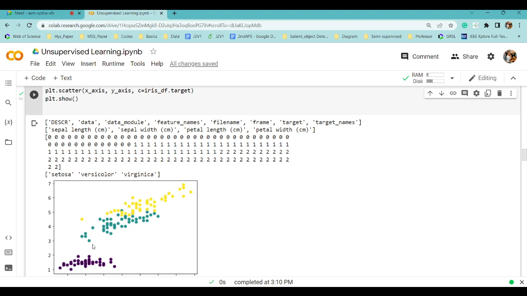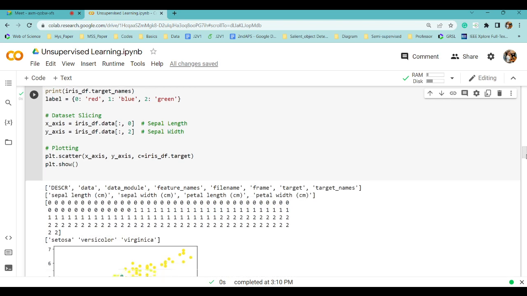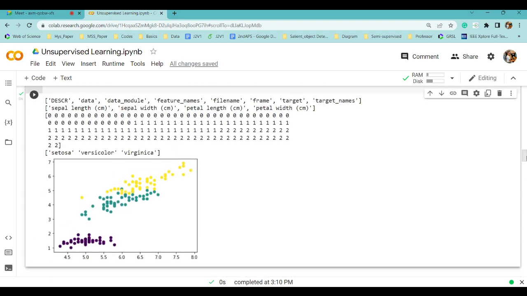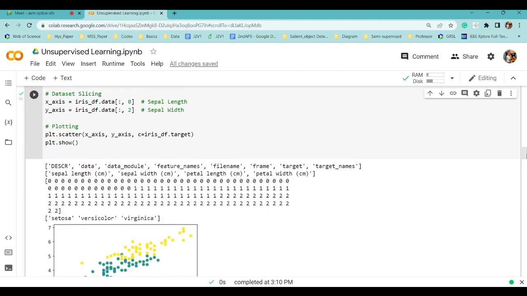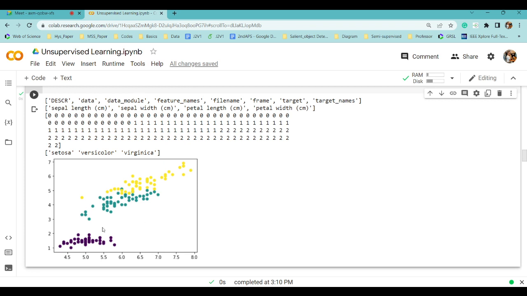Now see, these three targets are there, right? So I have given the colors, right? Red, blue, and green, right? I don't know why it is not coming red, blue, and green. Maybe some color issue or something. Okay, forget about that. So I have this thing, right? These three colors, at least you can understand.